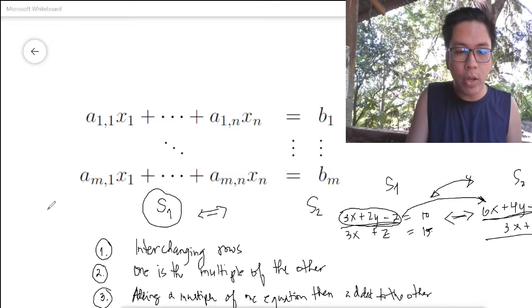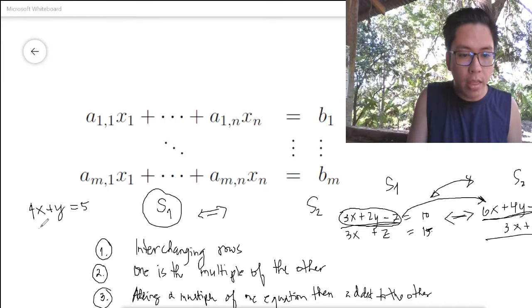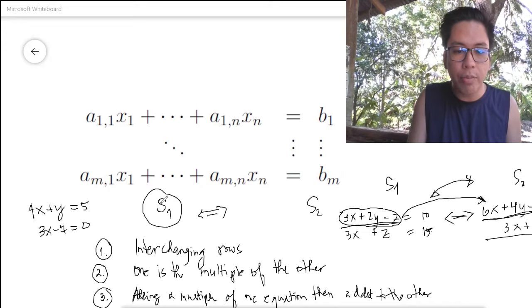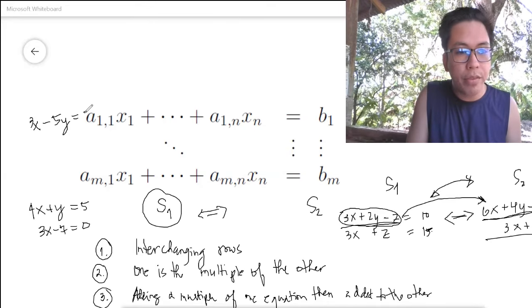So if you are given an equation like 4x plus y equals 5, and then 3x minus 7 equals 0, let's assume that way, and then another equation 3x minus 5y equals 6, and then 3x minus y equals 4.